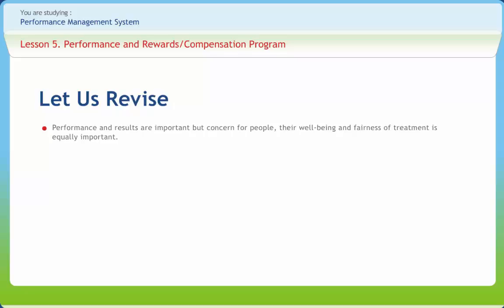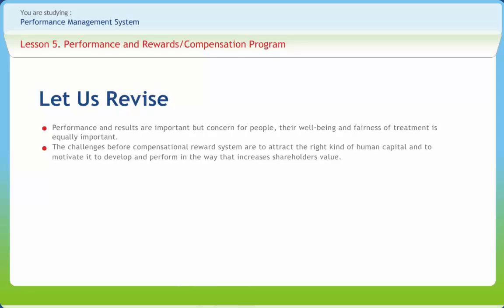reward excellent performers highly. The challenges before the compensation and reward system are to attract the right kind of human capital and to motivate it to develop and perform in the way that increases shareholders' value. Unless this reward and compensation system accomplishes these two objectives, most organizations cannot be effective in a highly competitive business environment.